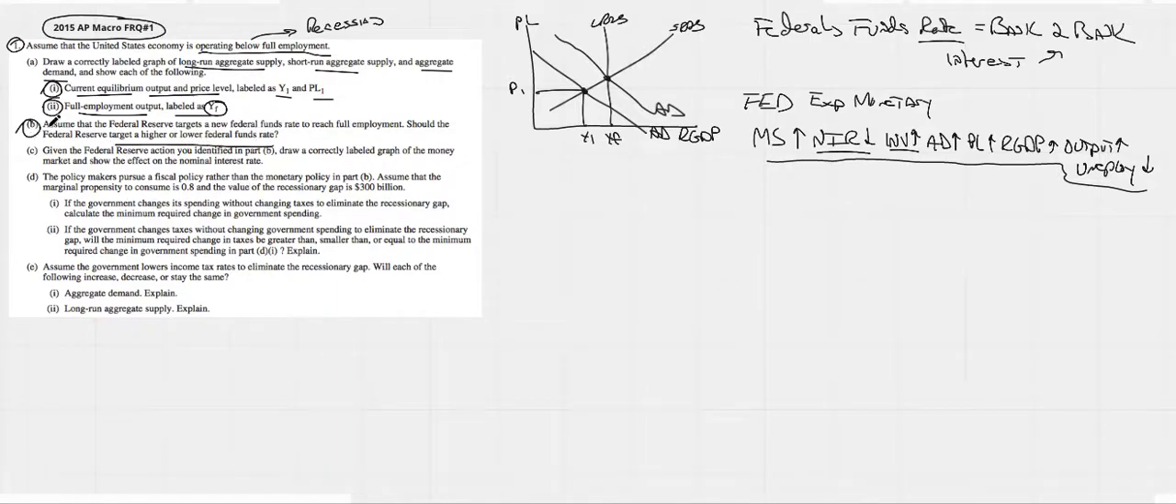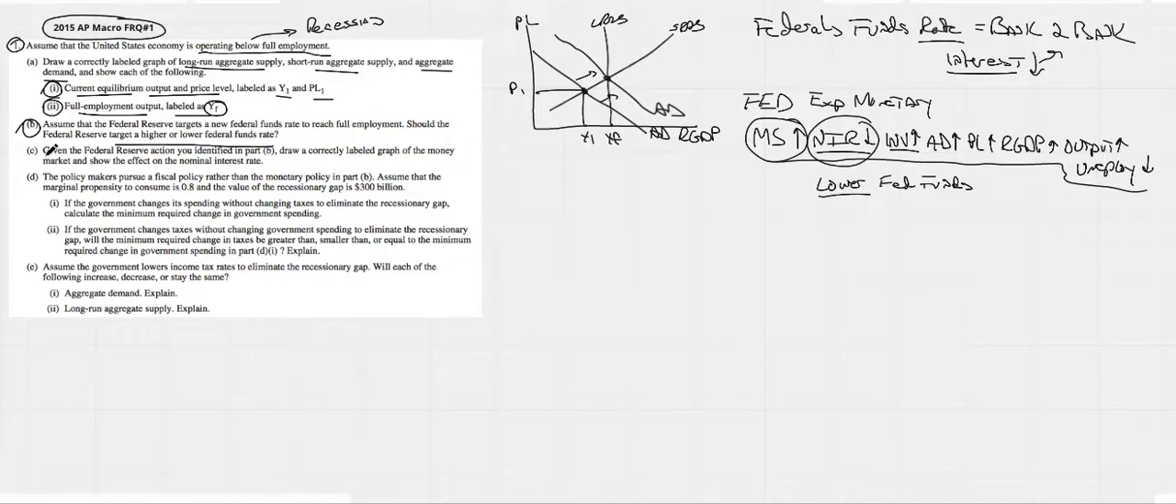So let's go back to B. Assume that the Federal Reserve targets a new federal funds rate. Should the Federal Reserve target a higher or lower federal funds rate? Well, to get us back to full employment, the Fed needs to increase the money supply, which is going to drive down interest rates. So that would be a lower federal funds rate, right? They're going to drive down interest rates, and the federal funds rate obviously is an interest rate that would go down also. So we want a lower federal funds rate. This makes sense. If banks have more money, they can lower their interest rates, and obviously this will increase aggregate demand back to full employment.